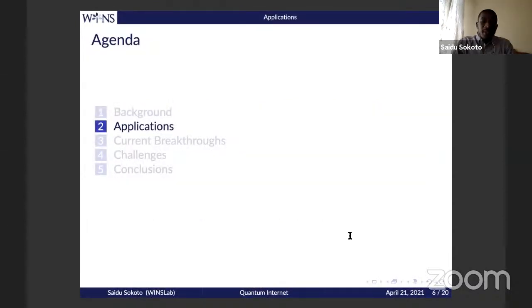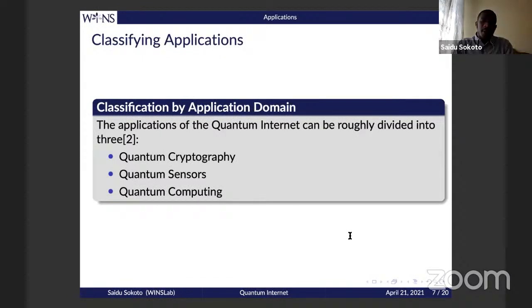After this basic background information, I'm going to move to the applications. There are different ways of classifying applications. C1 and others, in a recent memo they submitted to the Quantum Internet Research Group, provide this classification. They classify it based on the application domain into three. We have the quantum cryptography, which focuses on cryptographic tasks.